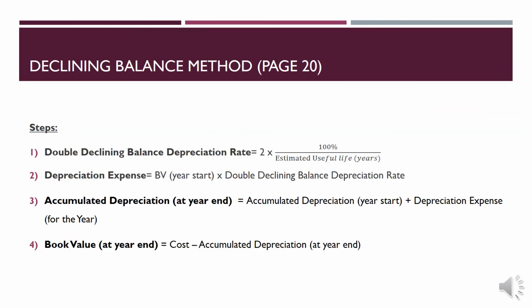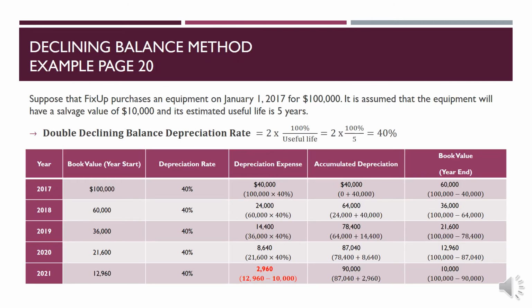Now about the declining balance method, which the explanation is found on page 20. We have the different steps. We have the double declining balance depreciation rate, which is always 2 times 100% over the estimated useful life. This rate is then multiplied by the book value of the plant asset at year start. After that, we can calculate the accumulated depreciation and the book value in the same way as we were calculating in the two previous methods. We have an example on page 20.